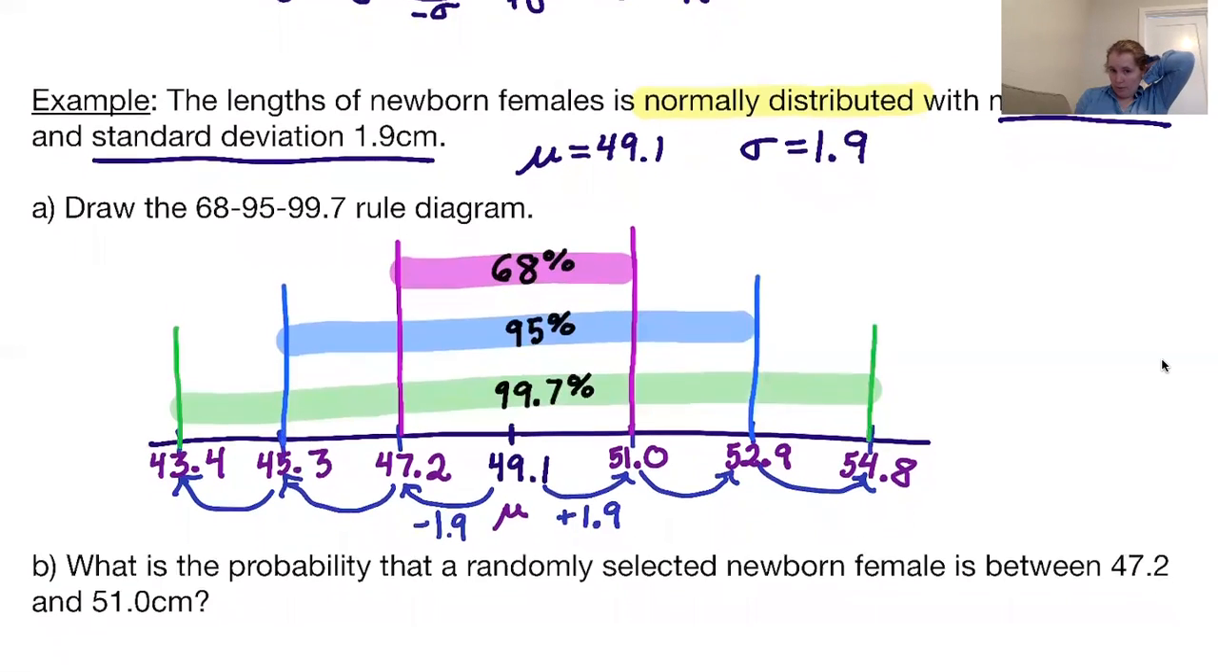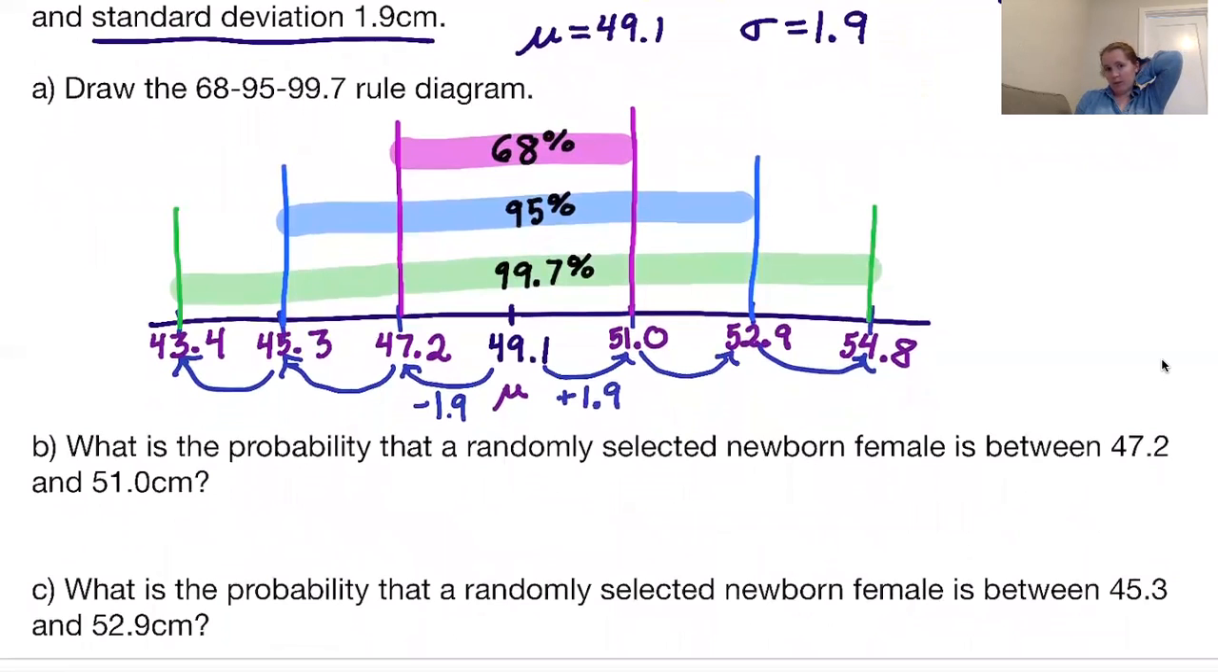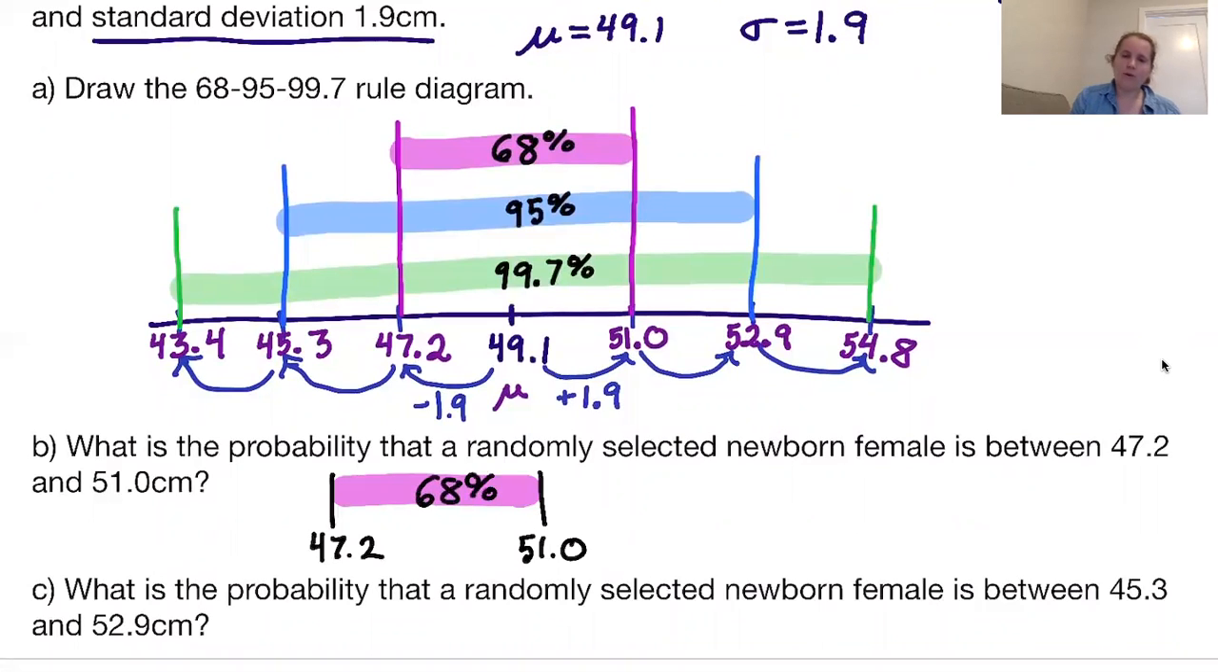So we want to know, what is the probability that a randomly selected newborn female is between 47.2 and 51.0 centimeters? Well, that is precisely our purple region. Goes from 47.2 to 51.0. So that is 68%, or as a probability, 0.68.